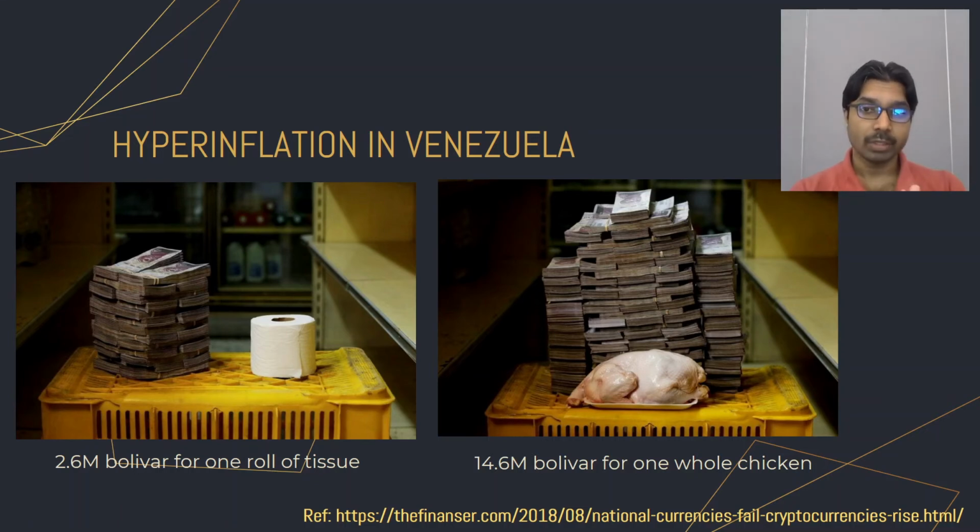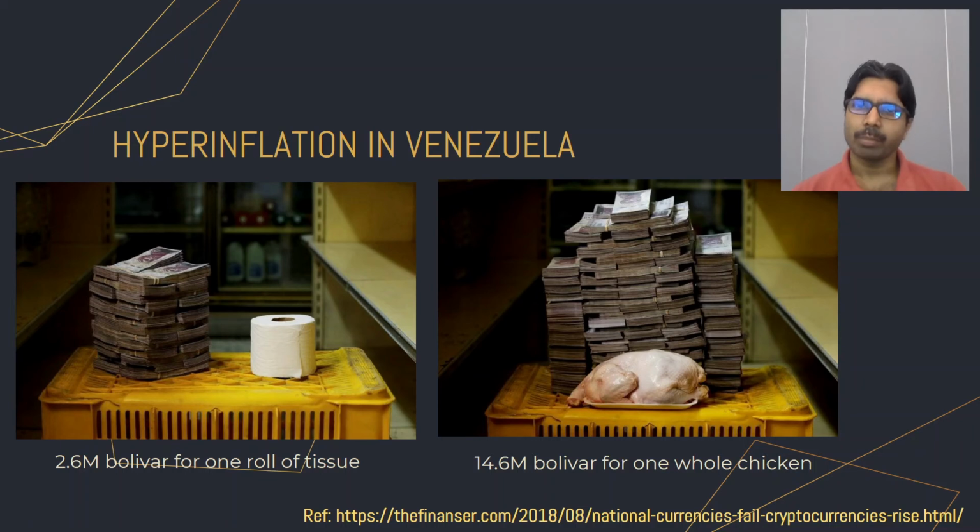If you look at the picture over here, it's a picture of a roll of tissue, and you can see a stack of cash. This stack of cash is 2.6 million bolivar. In order to buy one roll of tissue, you need 2.6 million bolivar, which is the currency of Venezuela. And in the picture on the right, similarly, to buy one whole chicken, you need 14.6 million bolivar. So you need to literally be a millionaire in order to buy goods in Venezuela.